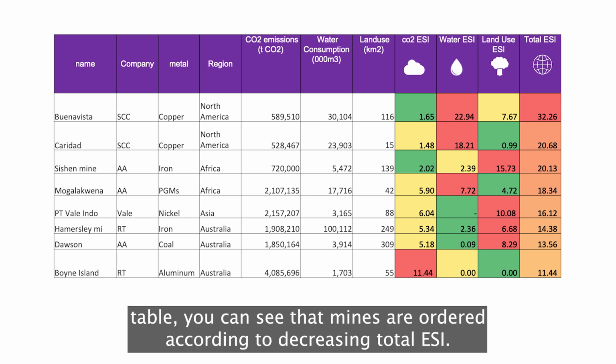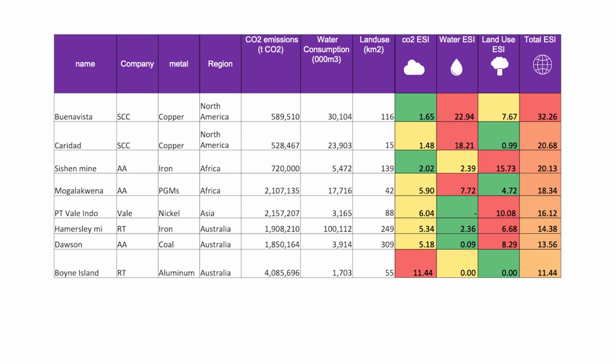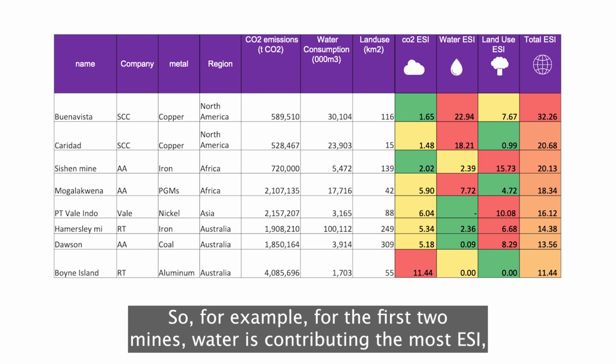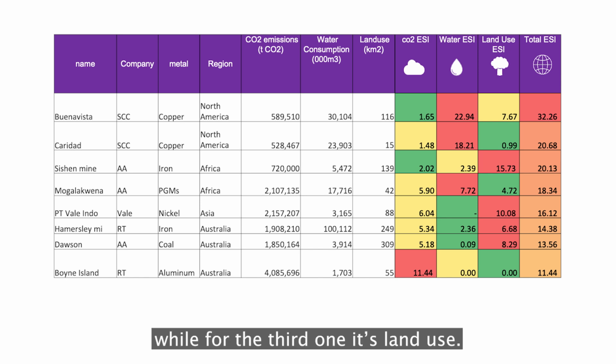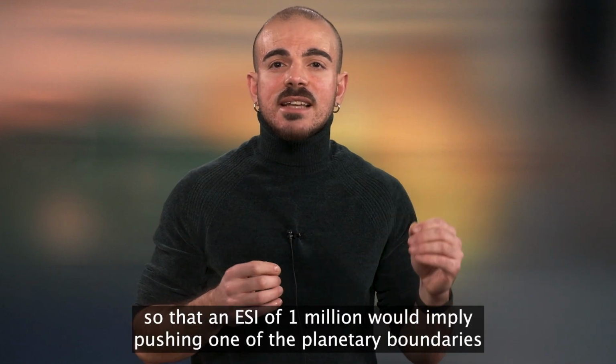In this table, you can see that mines are ordered according to decreasing total ESI. And for each mine, the contributions to total ESI are colored to help you identify what's contributing the most to impact. So for example, for the first 2 mines, water is contributing the most to ESI, while for the third one, it's land use.